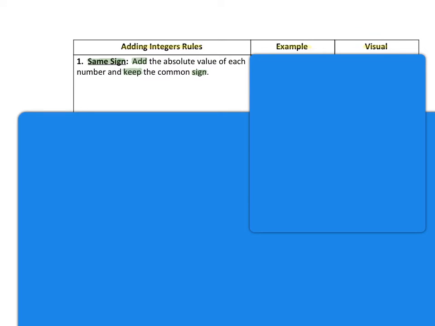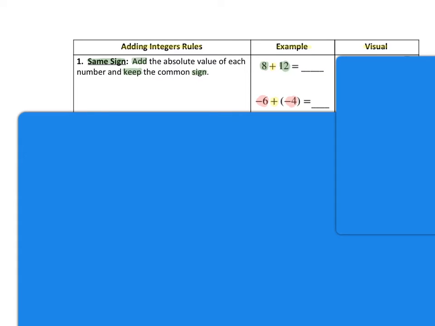For integers that have the same sign, you add the absolute value of each number and keep the common sign. In both of our examples, we see that we have two integers that have the same sign. For the first example, both of them are positive. The second example, both of them are negative. So if we follow the rules, we're going to add them together and keep the common sign that they have.